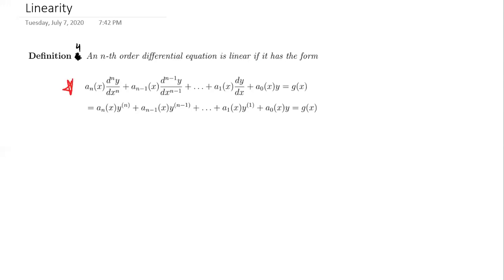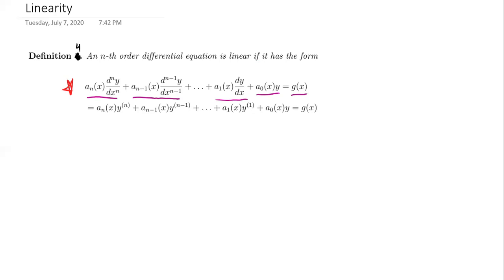You can write it as some function of x times the nth derivative plus some function of x times the nth minus 1 derivative. And actually, let me underwrite it as I go. So the a's are just functions of x. That's why they have parentheses x. So you have a function of x times the nth derivative, a function of x times the n minus 1 derivative, all the way down until you get to a function of x times the first derivative, plus a function of x times y equals some function of x.